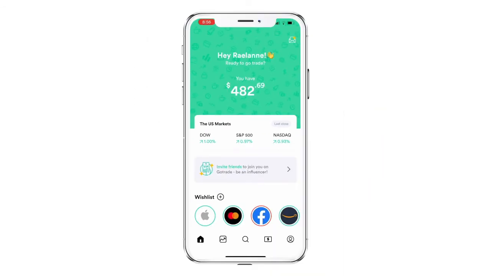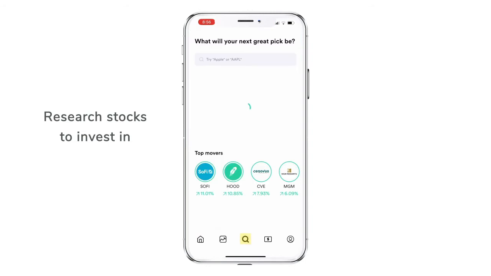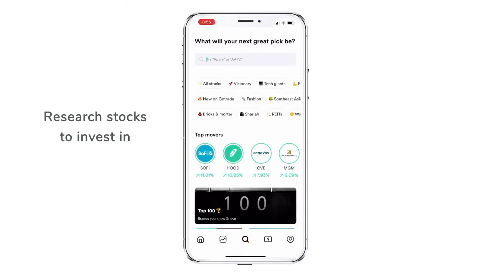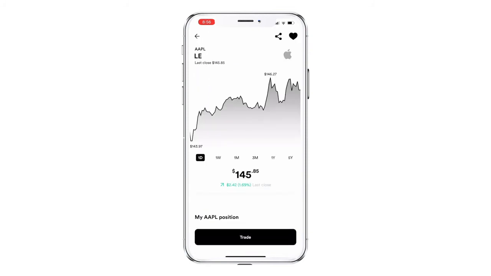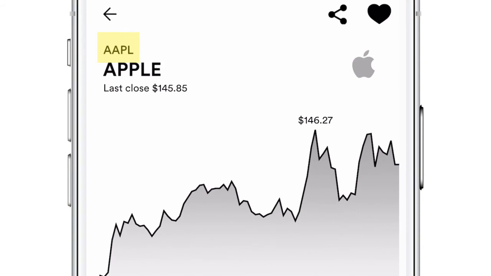How to trade in the GoTrade app. So in order to trade, first you must do your own research on what stocks you want to invest in. For example, punta tayo dito kay Apple. Okay. Yan. So itong letter sa taas is yung stock code ng app. This one here is the name of the stock.